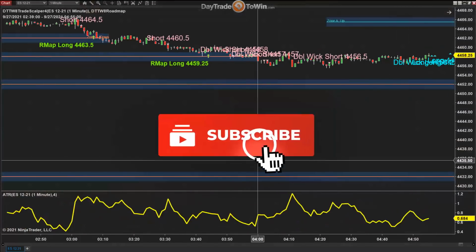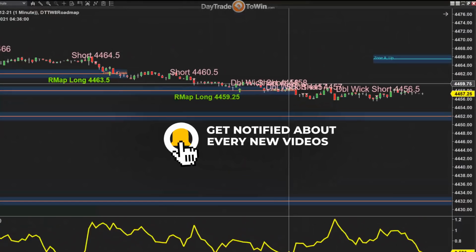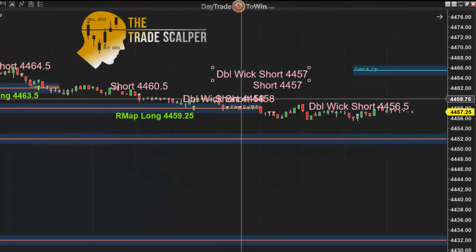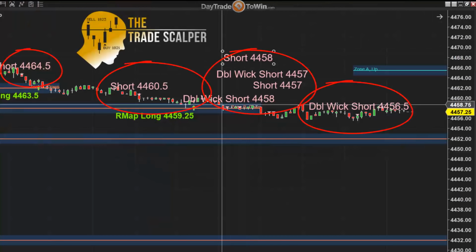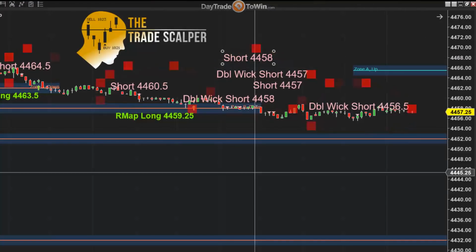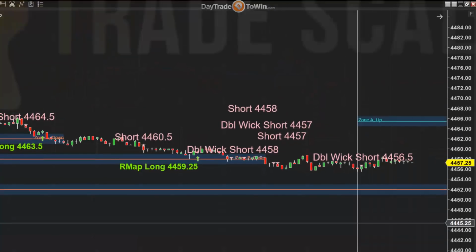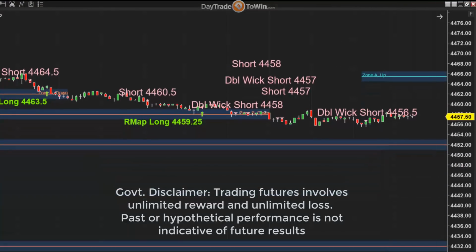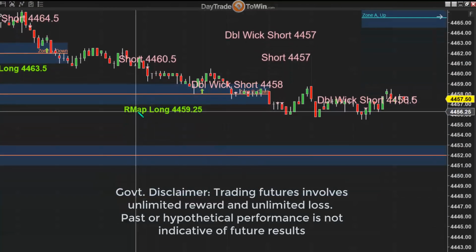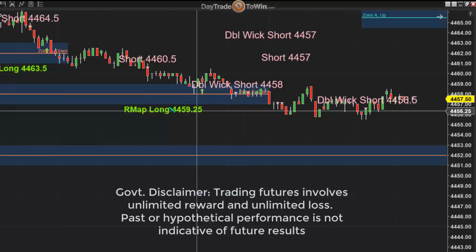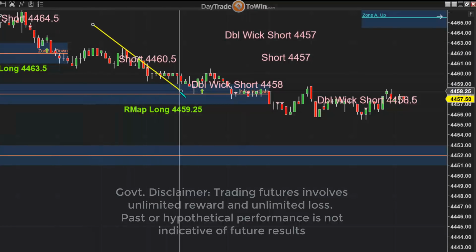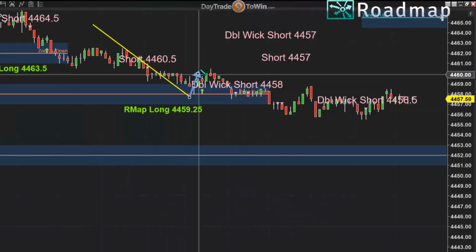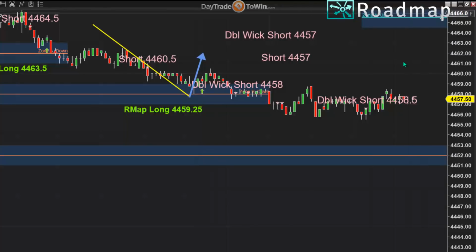So the way that we use the roadmap, and these are all trade scalper signals that you see here, and those of you who have the trade scalper already can see the signals the same as I have them. And so the roadmap signal here says roadmap long or roadmap long. It's basically saying once it lands in the zone, look for a long opportunity if it reverses off of it.